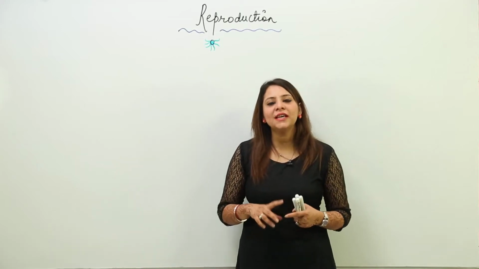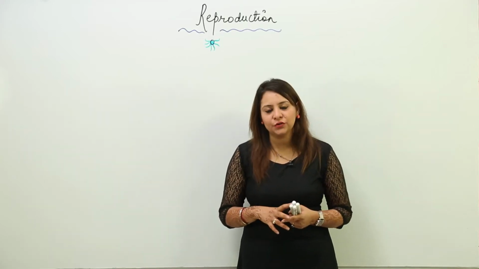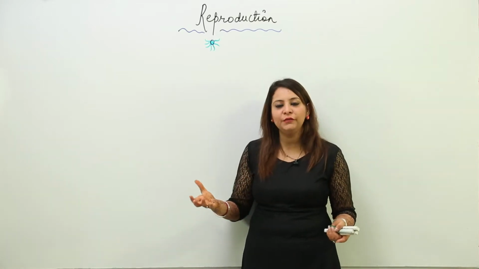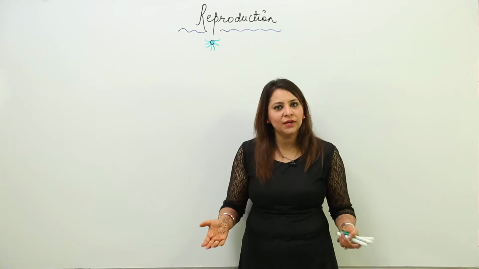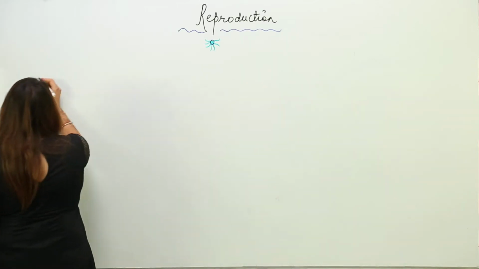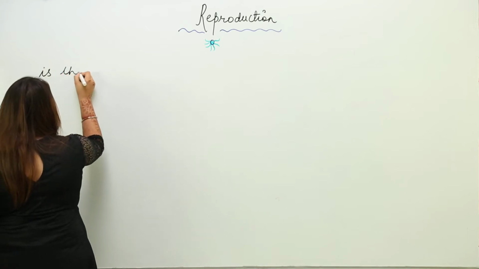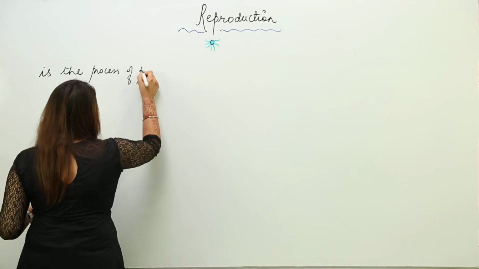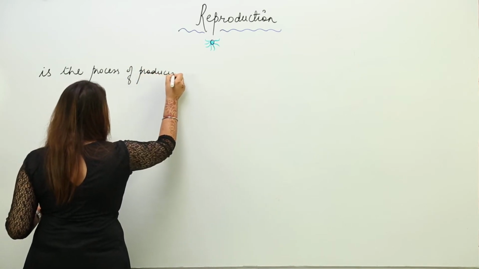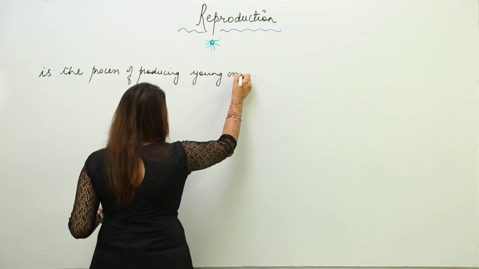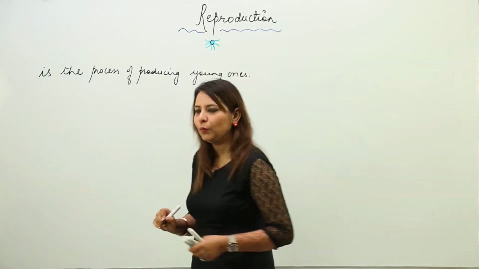Now we are going to start with a unit that is reproduction. You know that reproduction is very important because due to reproduction only we have so many individuals who are surviving. So reproduction is a process of producing young ones.